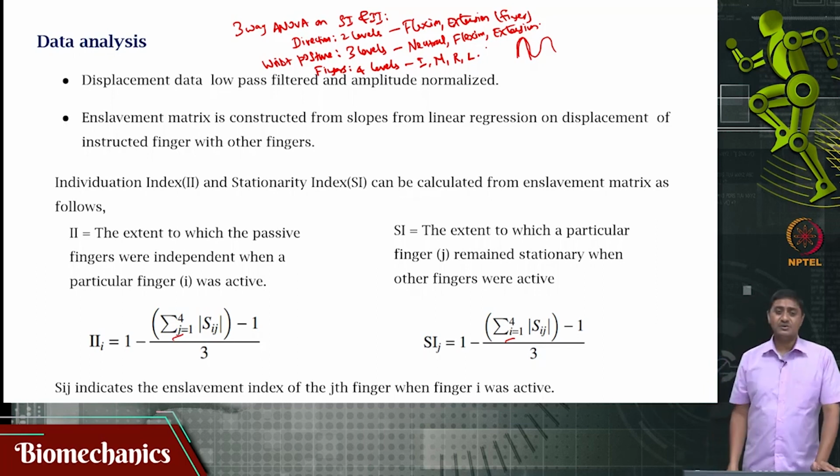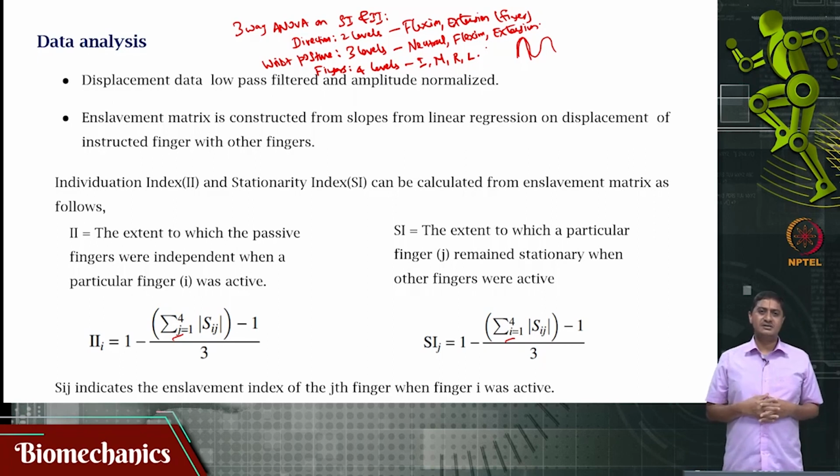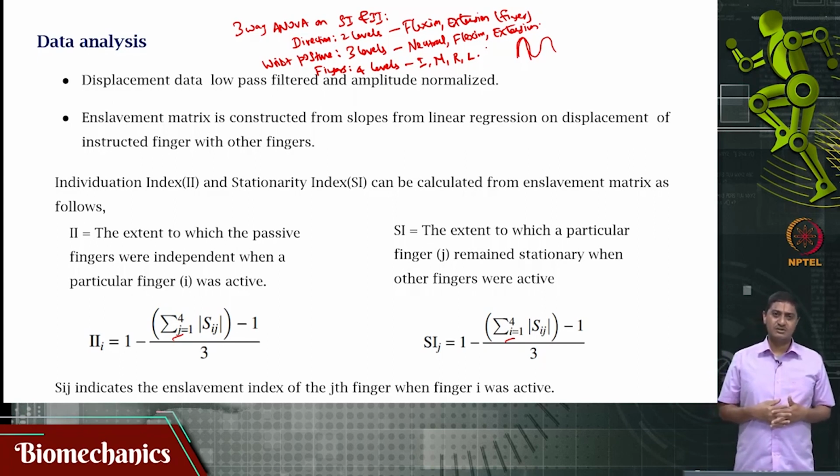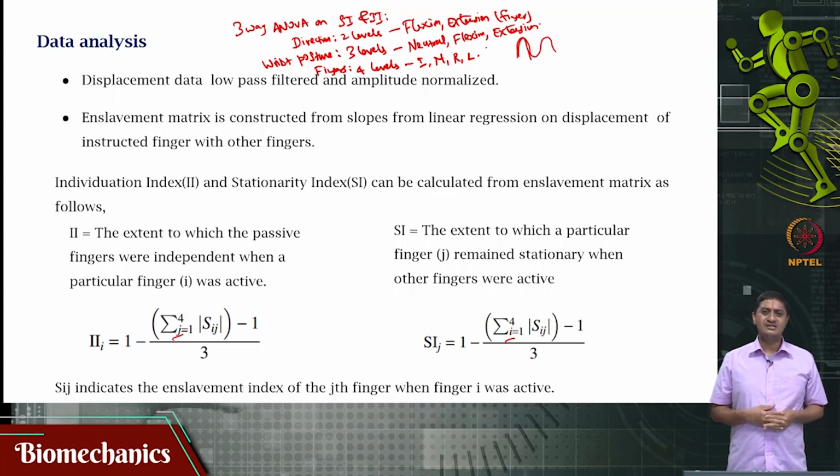So, in this video, we looked at the experimental approach that we took: we used electromagnetic tracking sensors that we placed on all the segments of all the fingers, and we only analyzed the data from the distal phalanges, and we computed the individuation index and stationarity index, and we performed the three-way ANOVA as we just discussed.